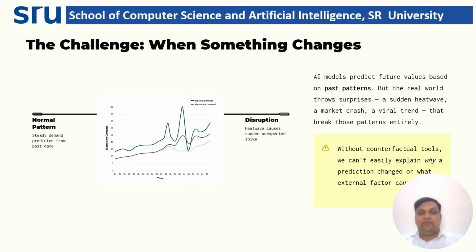AI models predict future values based on past patterns, but the real world throws surprises. A sudden heat wave, a market crash, a viral trend that breaks those patterns entirely. Without counterfactual tools, we can't easily explain why a prediction changed or what external factor caused it.